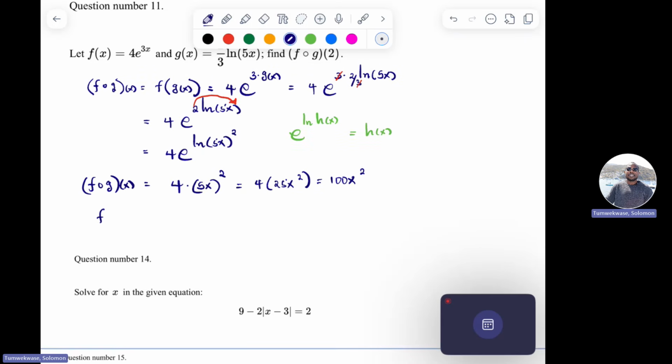But the question is asking for f composite g of 2. So I go to my composite function, wherever there is x, I just put a 2, and that is the same as 400.